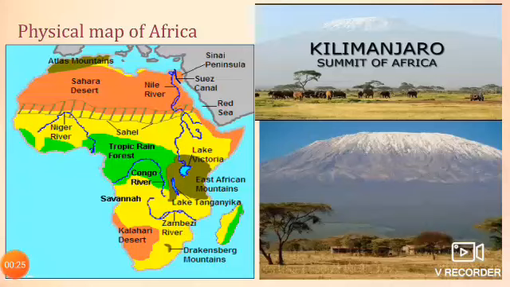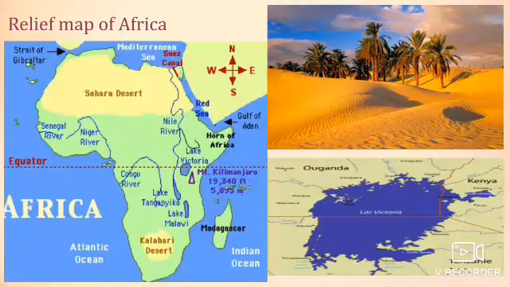The highest peak in Africa is Kilimanjaro, which is in Tanzania. You can see that it is surrounded by Atlantic Ocean at the west side and Indian Ocean at the east side and Mediterranean Sea at the north.